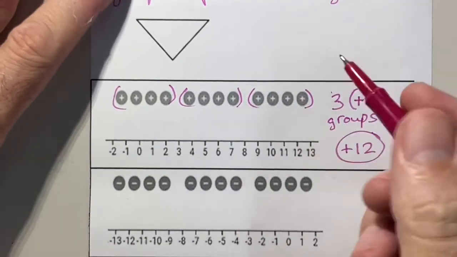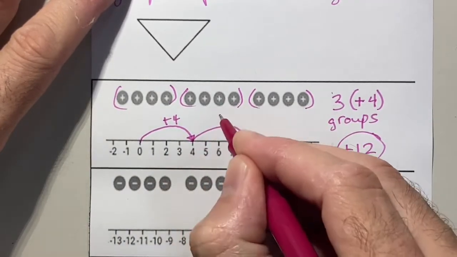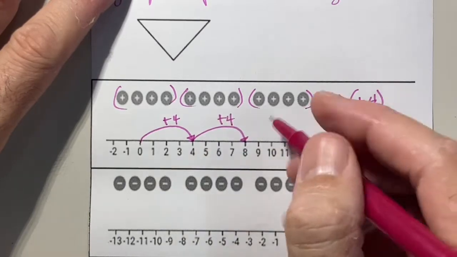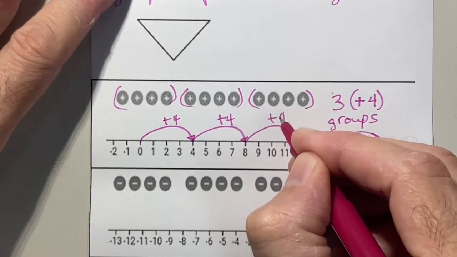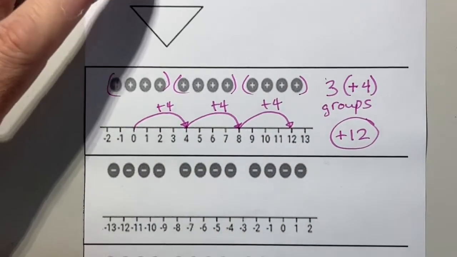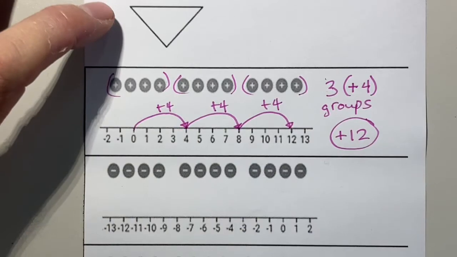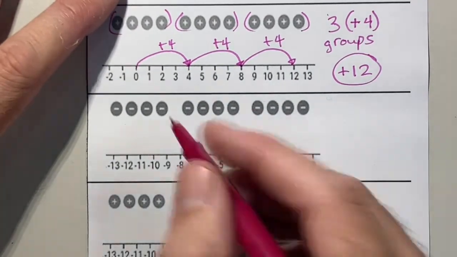So starting at 0 on the number line, we can jump positive 4, and then another positive 4, and then another positive 4. So there's 1, 2, 3 groups of them. So that's just straightforward: 3 times 4 is 12. Now we're going to get into what the integers look like.